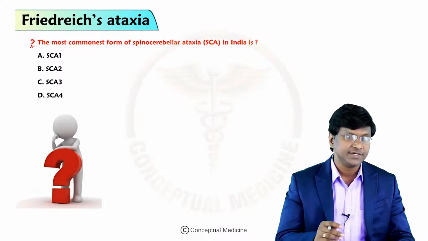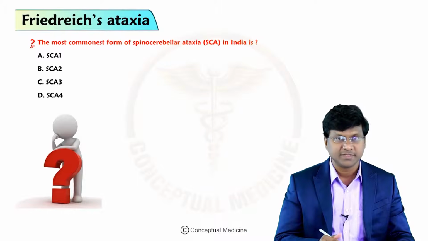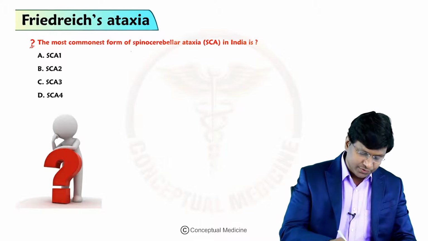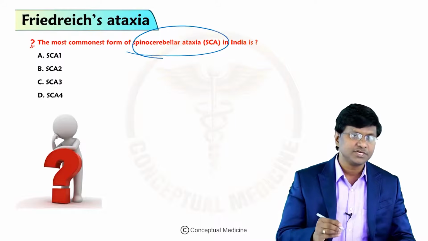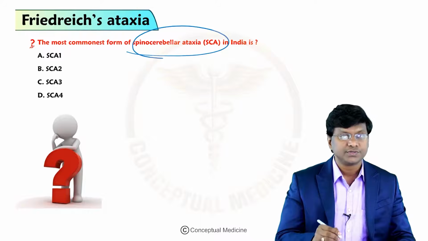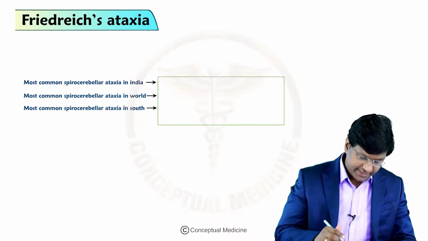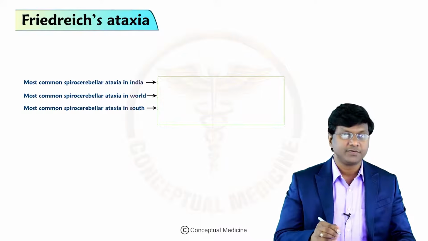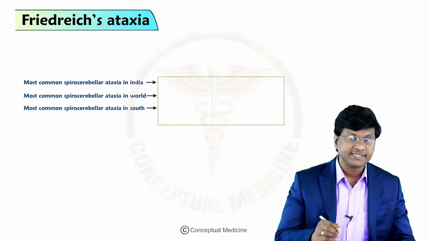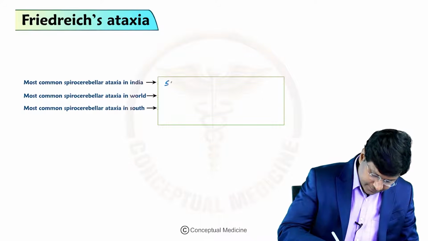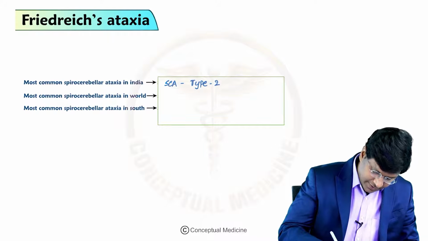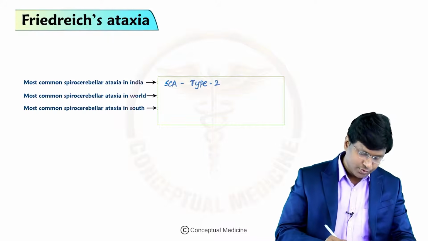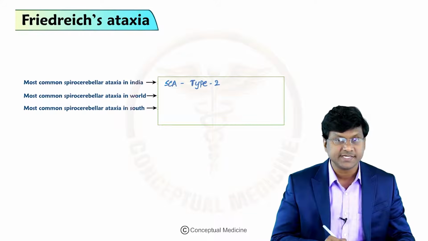Now, you see this. Friedreich's ataxia, I said, is a subtype of spinocerebellar ataxia. And you need to know what is the most common type of ataxia in India. Spinocerebellar ataxia type 1, 2, 3, 4. So in India, the most common form of spinocerebellar ataxia is SCA type 2.